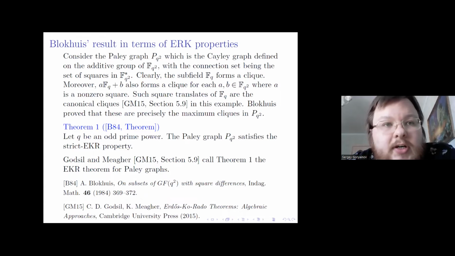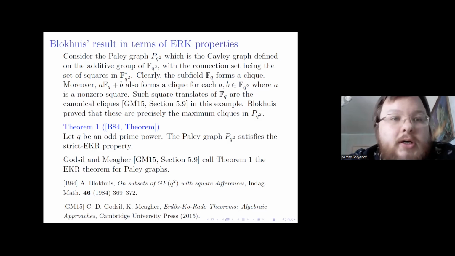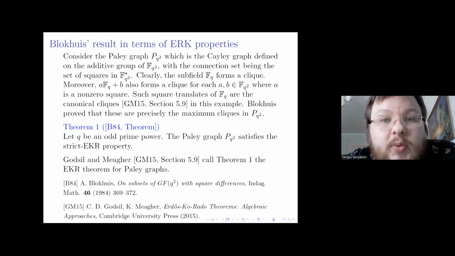And let us discuss the block quiz result in terms of EKR properties. Consider the Paley graph P(q^2), which is the Cayley graph defined on the additive group F_{q^2}, with the connection set being the set of squares in F_{q^2}^*. Clearly, the subfield F_q forms a clique. Moreover, the set aF_q plus b also forms a clique for each a and b from F_{q^2}, where a is a non-zero square. Such square translates of F_q are the canonical cliques in this example.